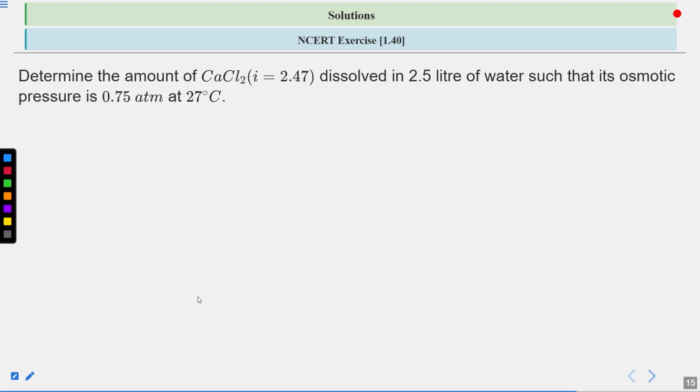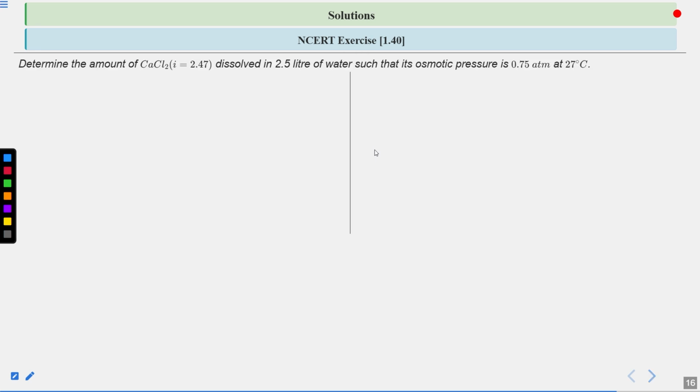Then moving on to the next question. The amount of CaCl2 dissolved in 2.5 liter of water is to be calculated if the osmotic pressure is 0.75 and the value of i is 2.47. So again, it's a very easy question to do. How will we do it? So you have 10 seconds to think over it. Okay. Now let's see how we can solve it.